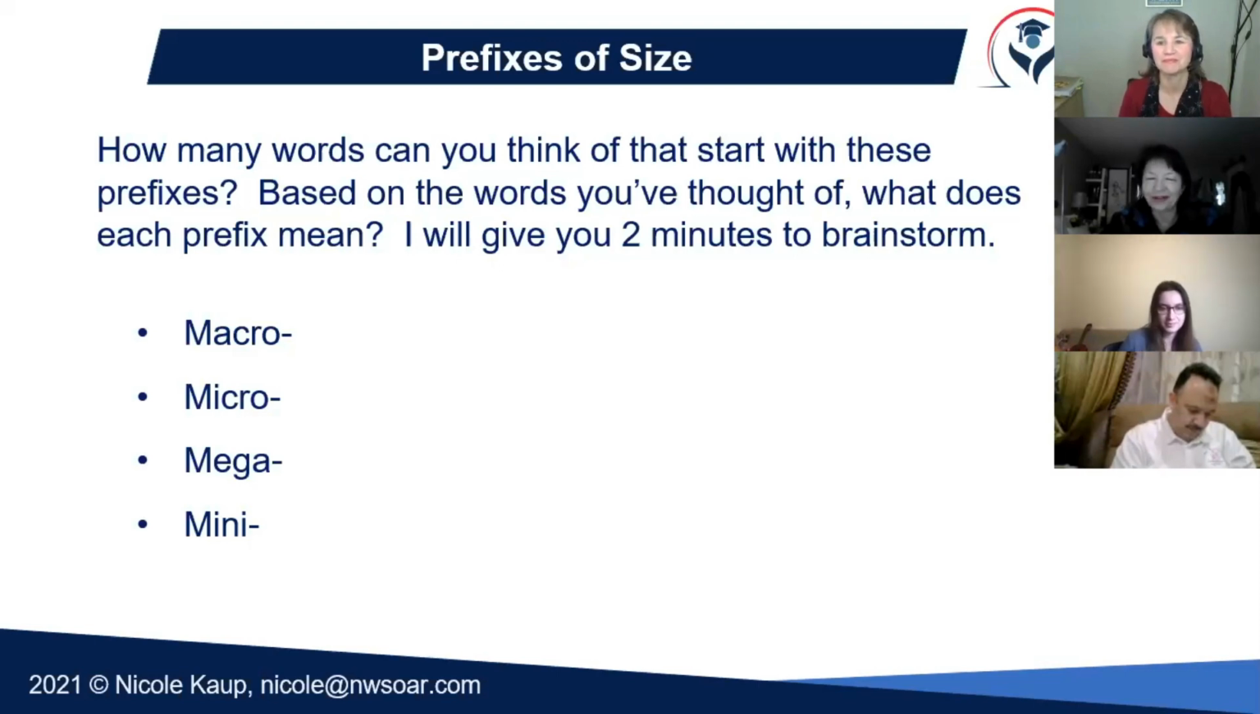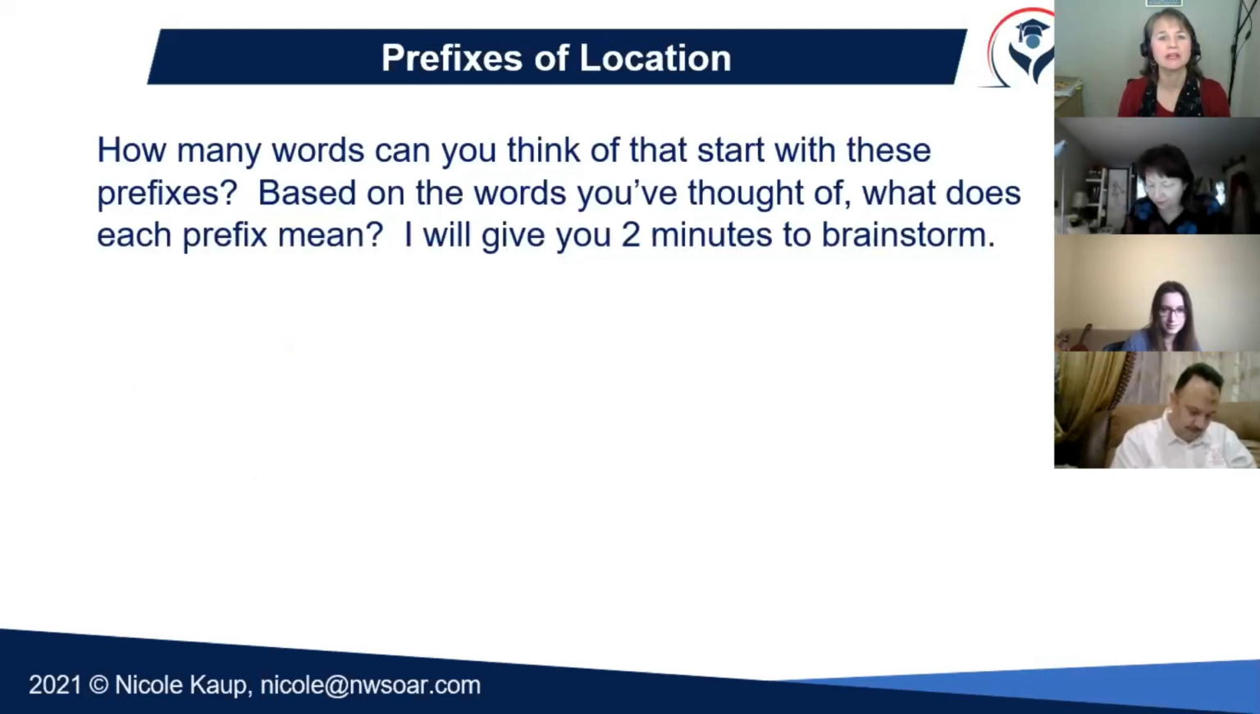Oxymoron. Oxymoron, exactly. Kind of a contradiction of terms. And they say microscope, microorganism. They're very small, good ones. So those are all small. Mini, I'm thinking mini mart. A lot of times those little stores that are really tiny is a mini mart. Miniature. Exactly. Tiny stuff. All right. Give you another one here.